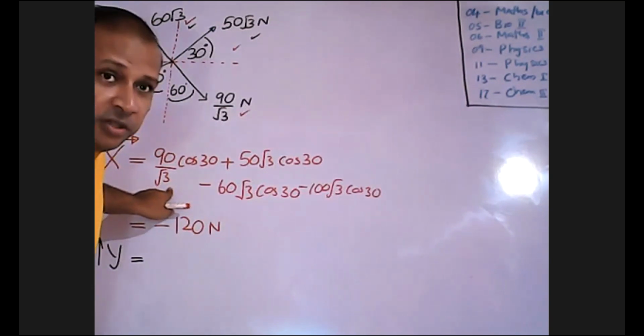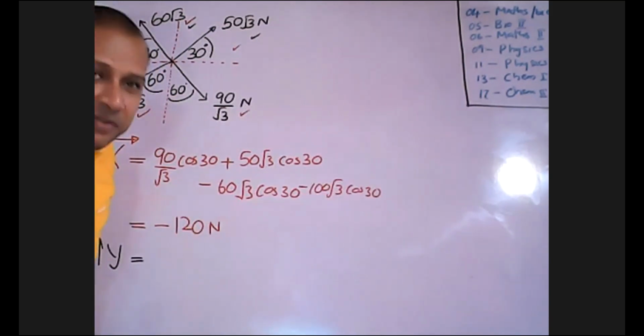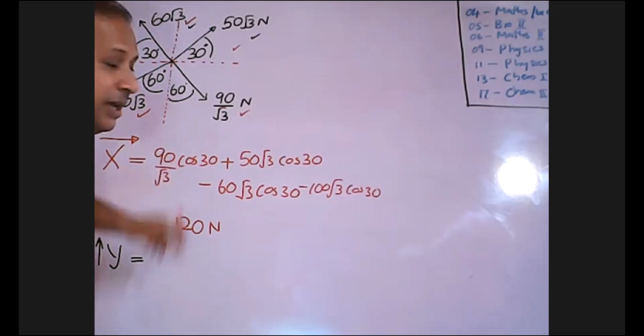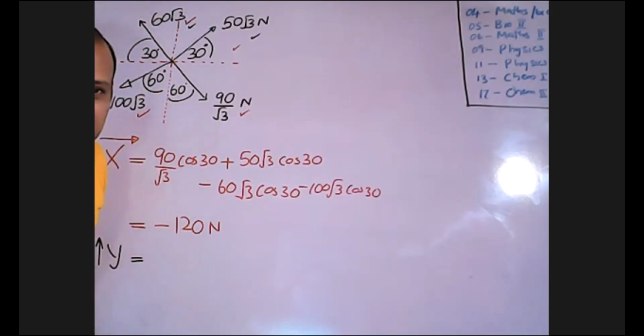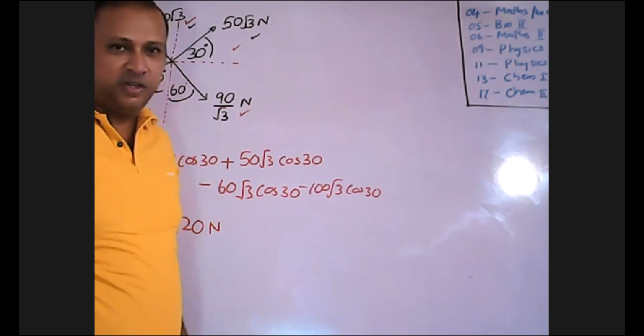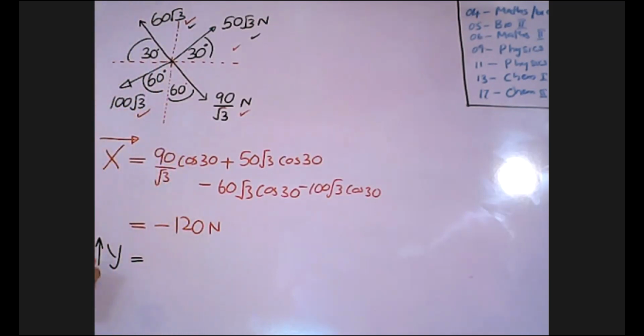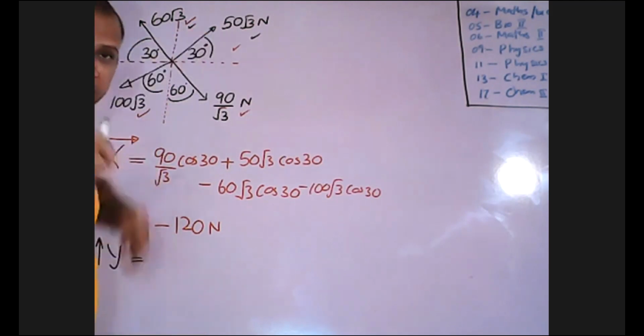This one is 90 into root 3. Okay, this is not 90 into root 3. This is 90 over root 3. It is 90 over root 3. Okay. Look at this again.